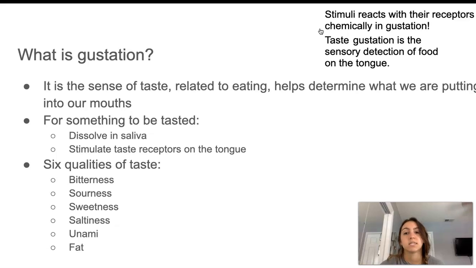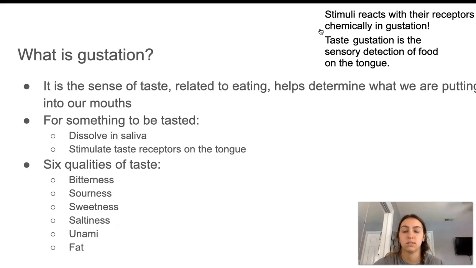For something to be tasted, it must dissolve in the saliva, and that will stimulate the taste receptors on the tongue. So taste and flavor are a little bit different than each other. Flavor is a composite of gustation and olfaction. So olfaction is going to be your smell. Flavor of food really depends on its odor. That's why olfaction and gustation go hand in hand.